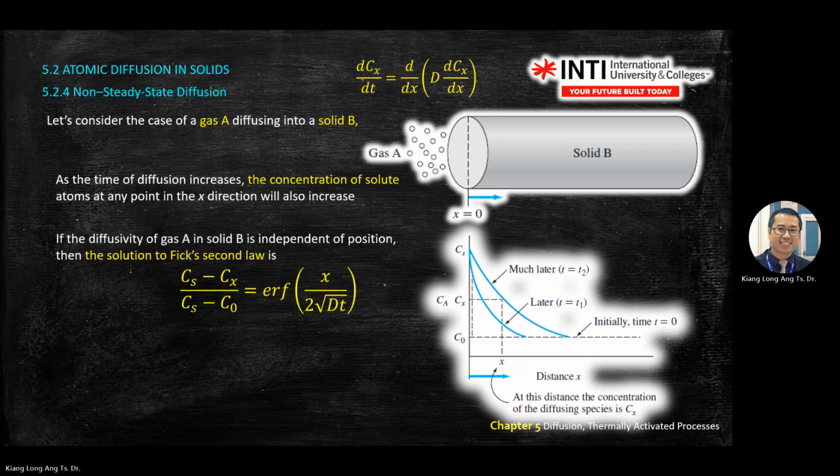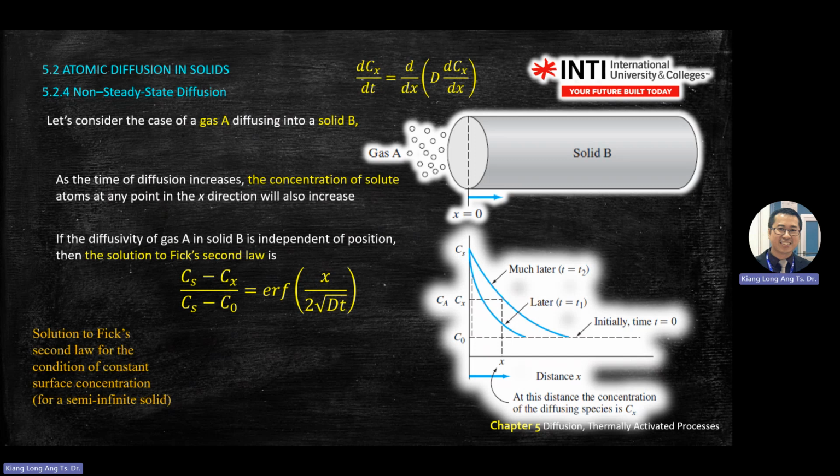ERF of x divided by 2 square root of Dt. D is the diffusion rate, the diffusion constant. T is the time in seconds. So you need to calculate the time to reach a certain design concentration at a certain depth. Okay.